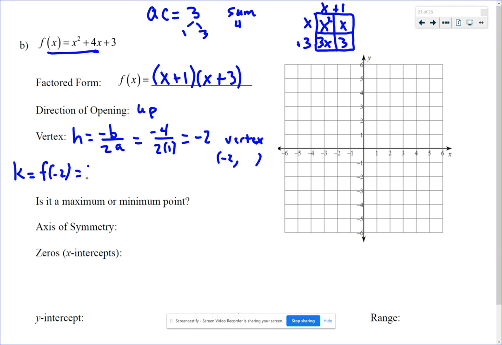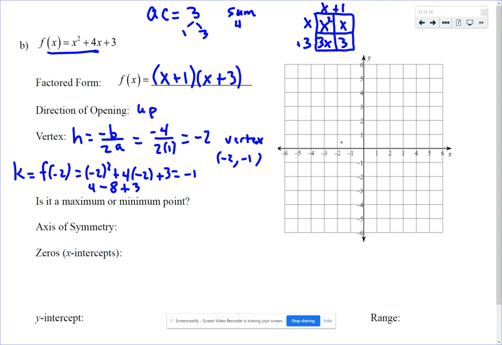So we'll plug into the function. Negative 2 squared. Notice the parentheses, they're important. If you plug that into a calculator without the parentheses, it's going to give you negative 4, but I need positive 4 because negative 2 times negative 2 is positive 4. 4 times negative 2 is negative 8. And then we're going to add 3. 4 plus 3 is 7, take away 8 is negative 1. Or 4 take away 8 is negative 4 plus 3 is negative 1. Either way, we get negative 1. So our vertex is negative 2, negative 1.